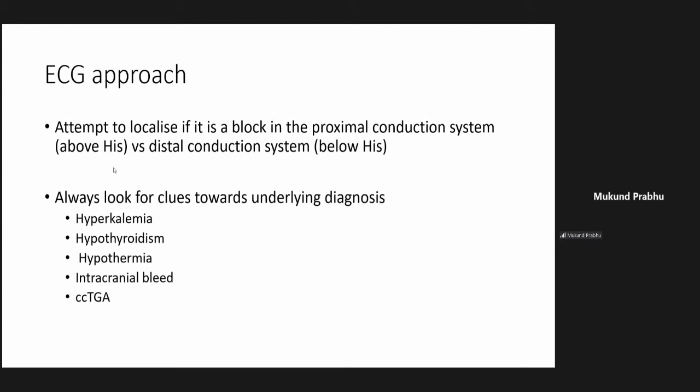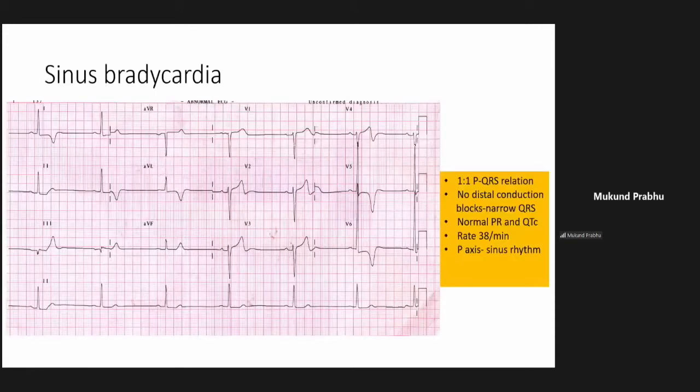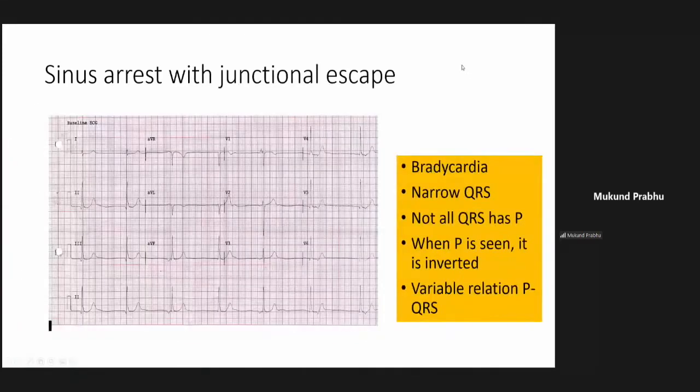You should always meticulously hunt for clues towards the underlying diagnosis, which may be hyperkalemia, hypothyroidism, hypothermia, intracranial bleed, or anatomical disease like corrected TGA, which are actually responsible for the bradycardia. Then only our ECG approach becomes complete. So going on, we'll discuss at every anatomical level, starting with sinus bradycardia.